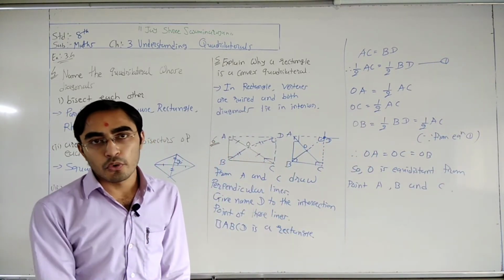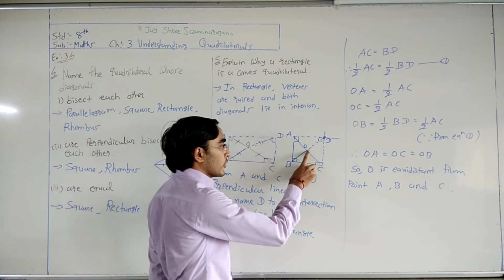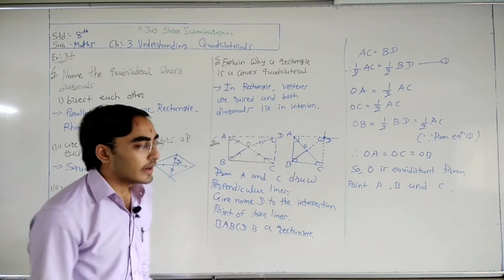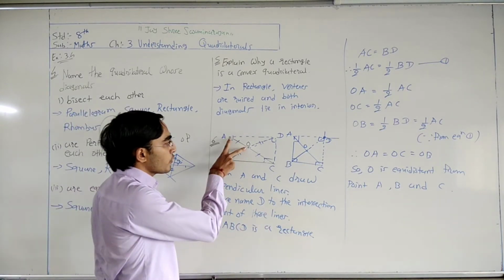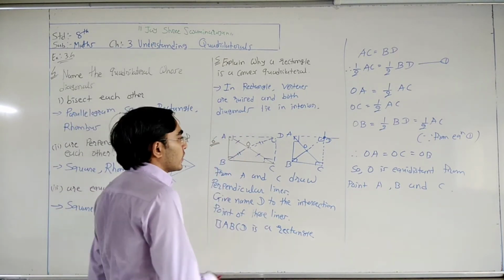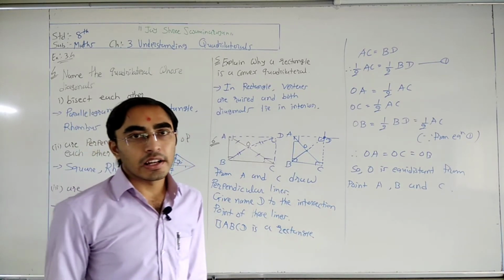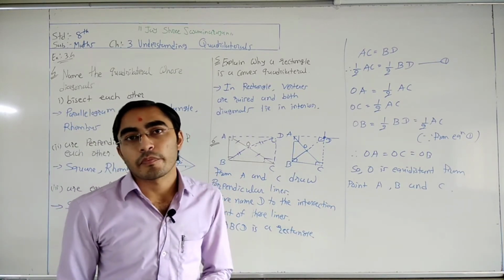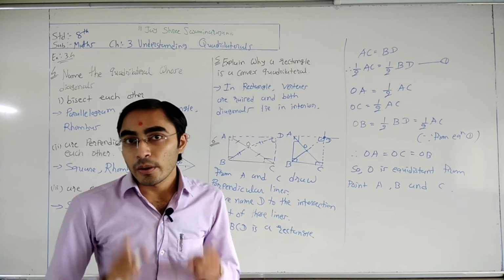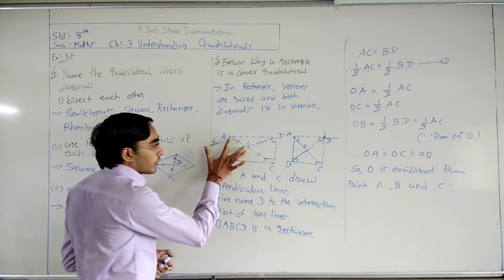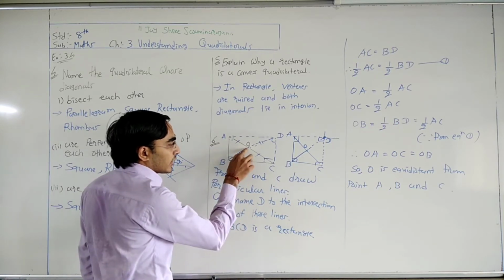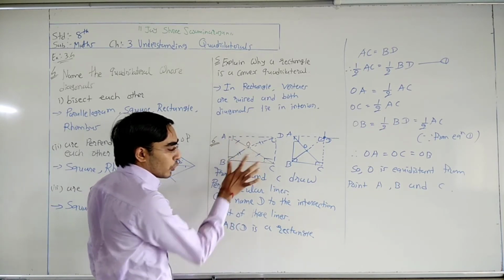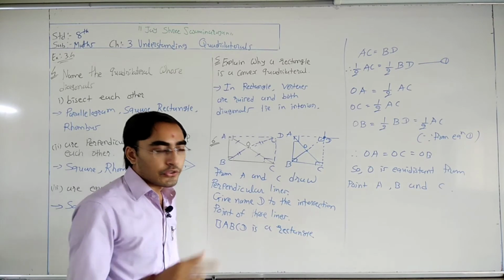Now what do we need to prove here? O is equidistant from A, B and C. Right? So first of all, OA. Now we know that in a rectangle, diagonals bisect each other. That means these two parts are the same. OA is equal to OC. It bisects, that means two equal parts. So OA and OC are the same.